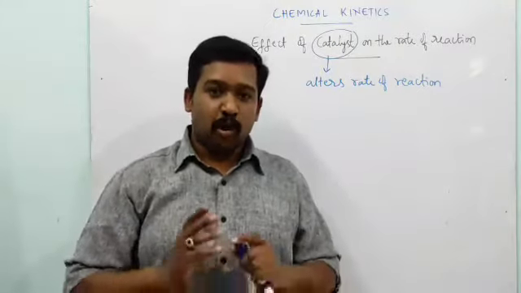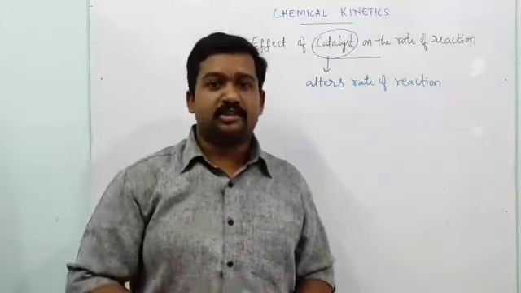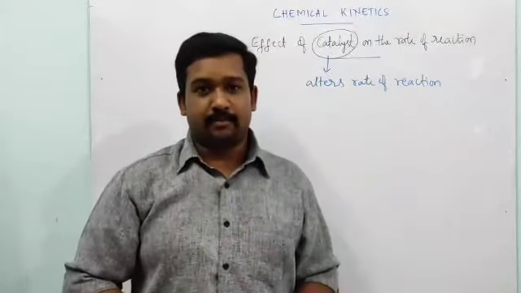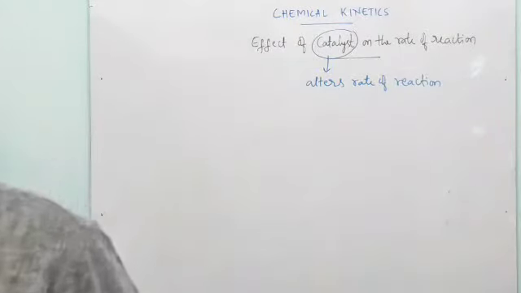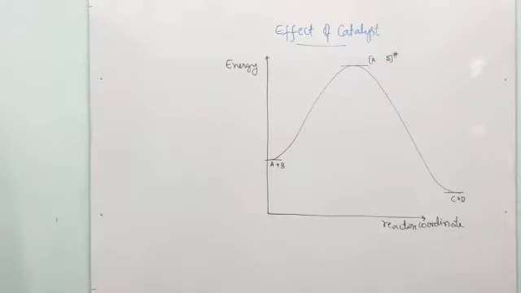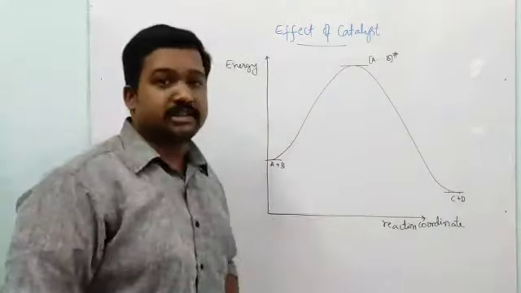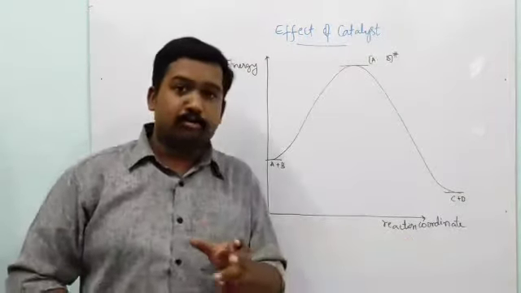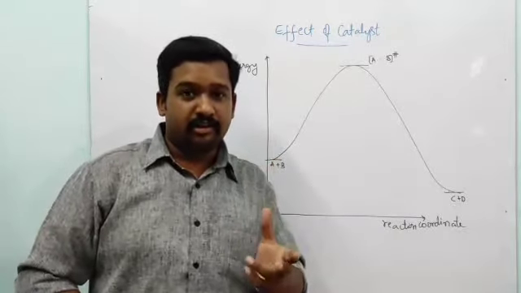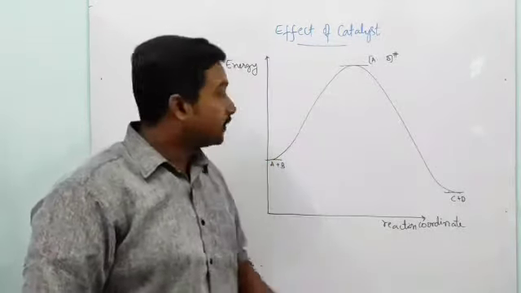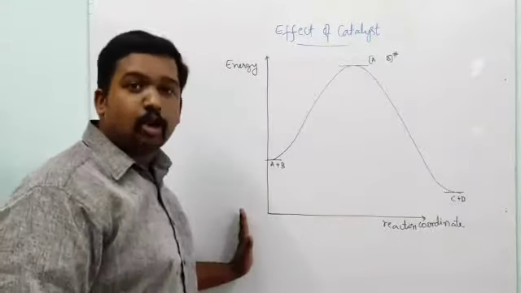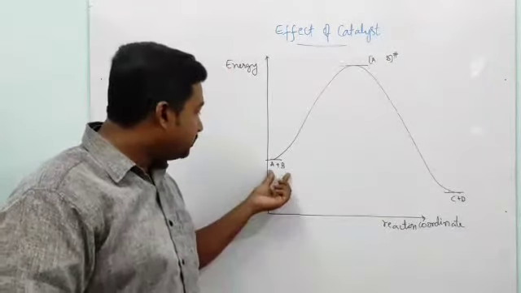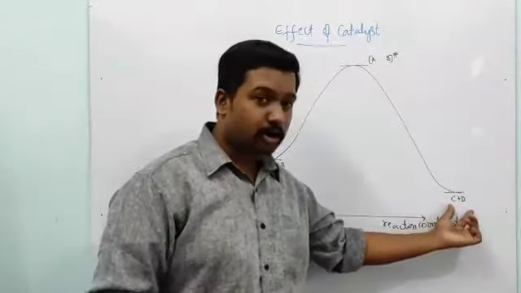Now we will see what happens exactly, according to the collision theory concept, during the reaction when a catalyst is added to it. Let's see that. Now here is a graphical representation of the reaction trend. This we have seen in the beginning of the collision theory discussion. You can refer to the previous videos to understand these things better. Now I have the energy axis along the y-axis and reaction coordinates along the x-axis. Here A and B are the reactants, C and D are the products.